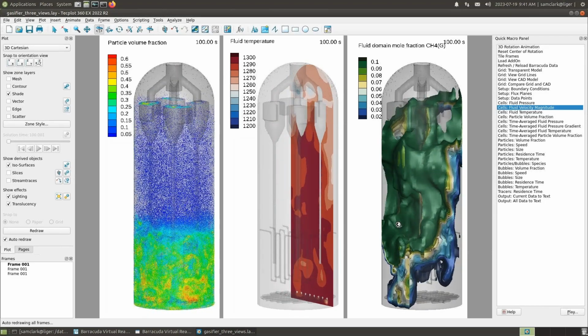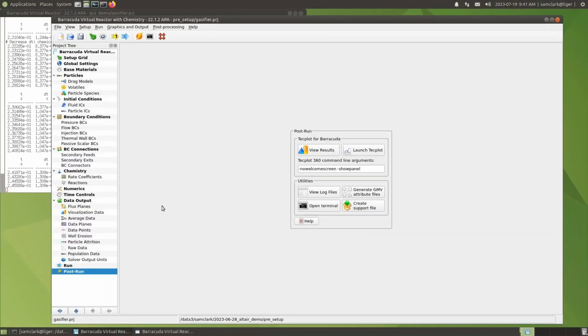As Peter mentioned, visualization is not the only thing you can do with Barracuda results. We also have options to output all of the data to text-based format, and so a lot of our users do that. They'll export it and analyze it with a script that they've written, maybe in MATLAB or Python. And then TechPlot also supports what they call PyTechPlot, which means that you can connect to a running TechPlot session and run Python commands and run Python scripts to do really advanced post-processing. So a lot of capabilities there.